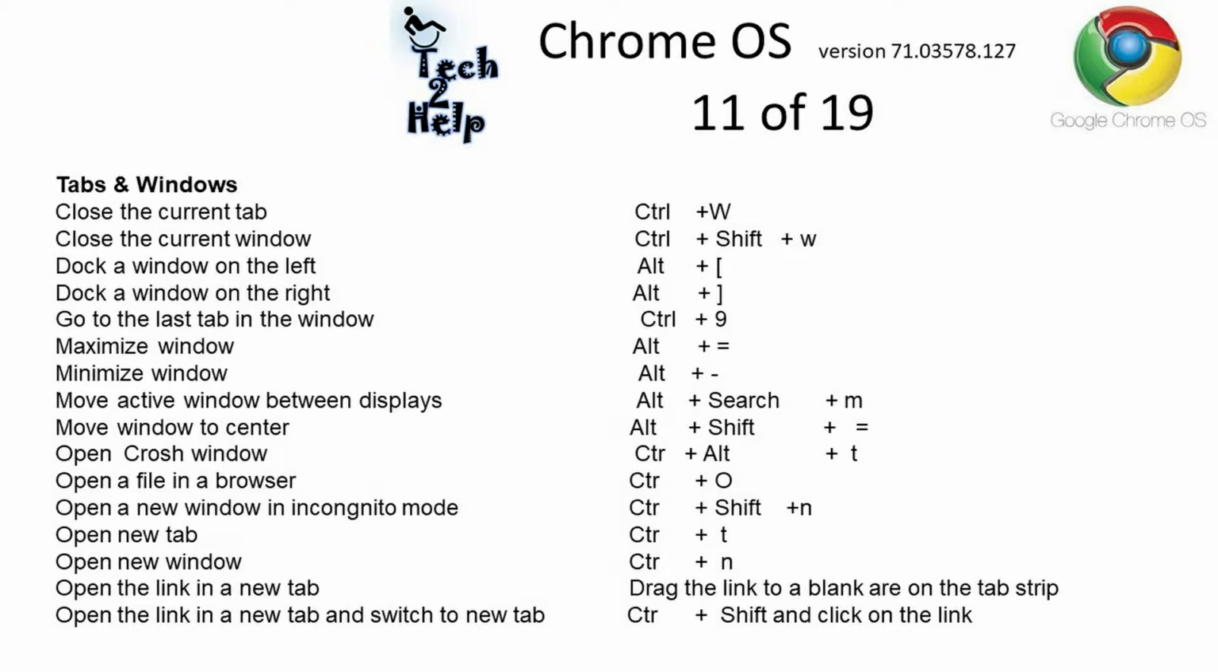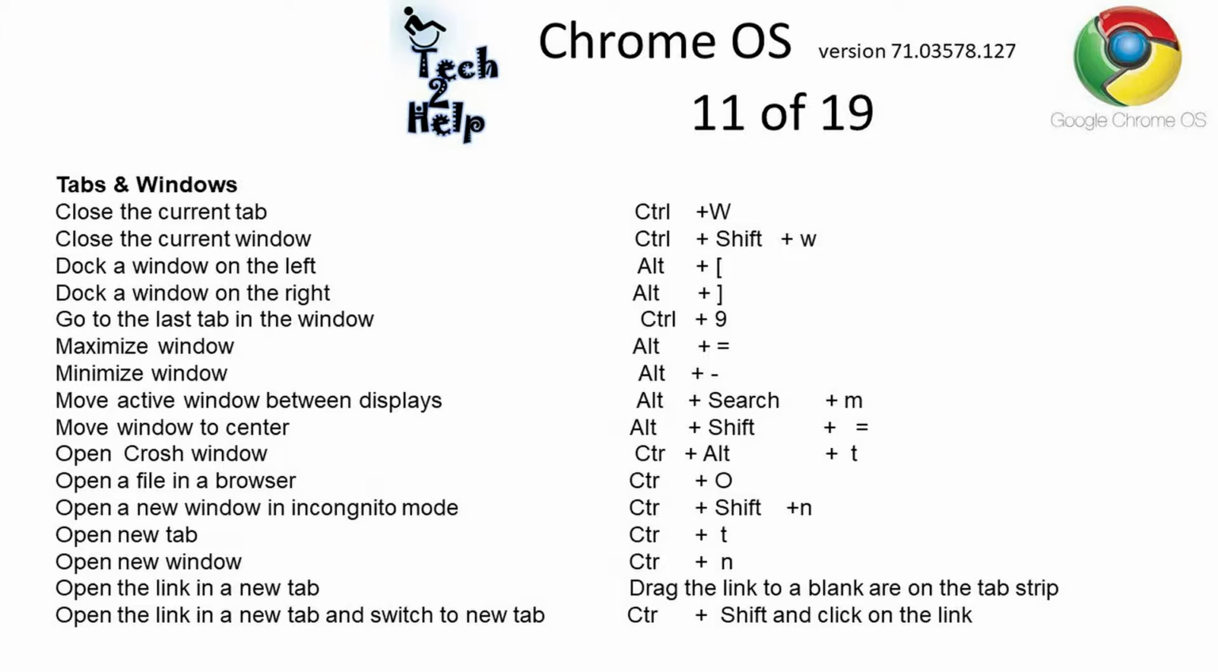Minimize window: Alt plus. Move active window between displays: Alt plus Search plus M. Move window to center: Alt plus Shift plus equals. Open cross window: Ctrl plus Alt plus T. Open a file in a browser: Ctrl plus O. Open a new window in incognito mode: Ctrl plus Shift plus N.